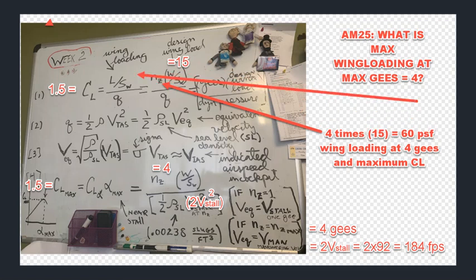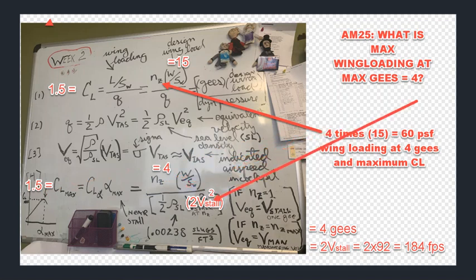Now, if C sub L is going to stay at 1.5, that 4 has to also appear in the denominator, right? So your Q has to increase by a factor of 4. So it was 10 PSF at 1 G, it'll be 40 pounds per square foot at 4 G's to make this equation hold at maneuvering speed. So twice the stall speed will give you maneuvering speed when you can pull 4 G's right at the stall. If you try to pull any more than that, the aircraft will stall.